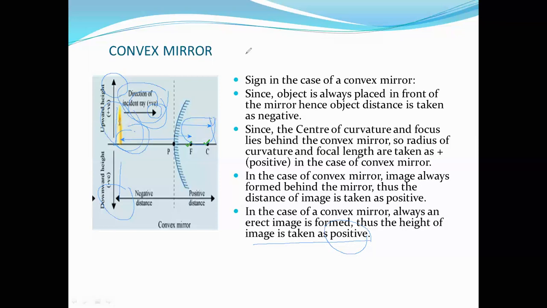I will show you how the image is formed. When the image is formed anywhere between F and C like this, in the straight and a little bit smaller than the object, this is the image. So if the image is formed behind the mirror like this, the height of the image is always taken as positive. So this is the sign convention of convex mirror.